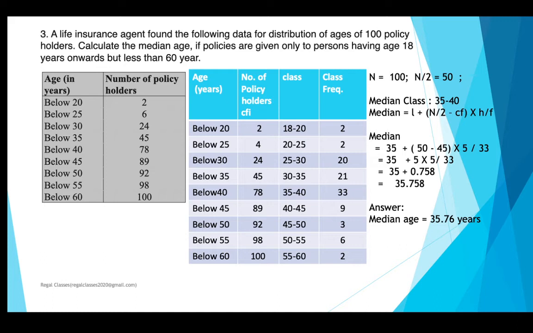Now calculate the median. 35 is L, n by 2 is 50, 45 is the cumulative frequency of the preceding class, multiplied by the width and divided by the frequency of the current class, which is 33. Calculate these numbers and you are at the answer.